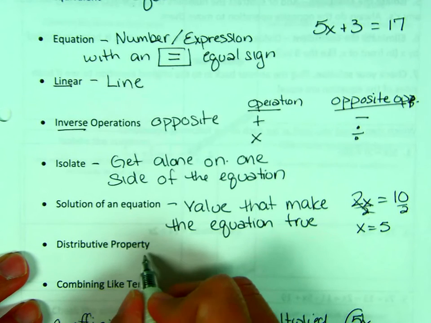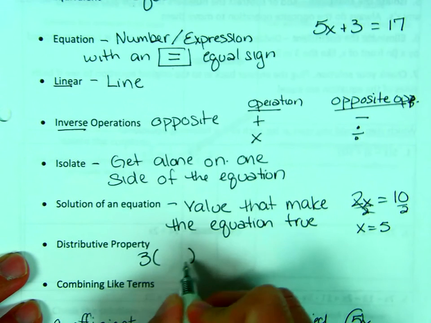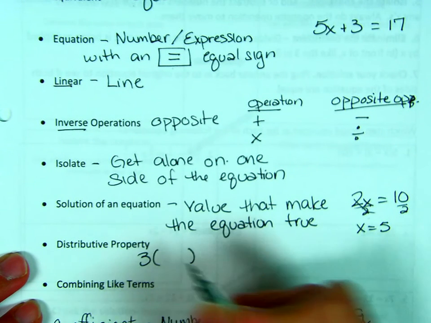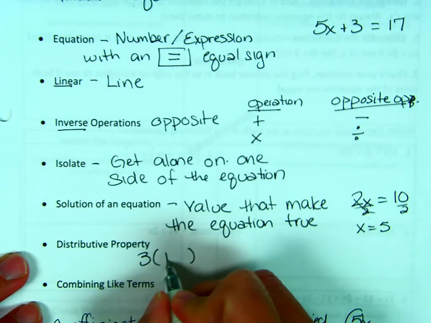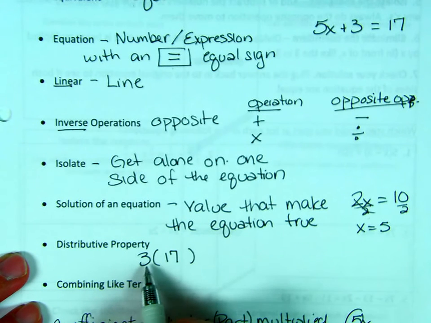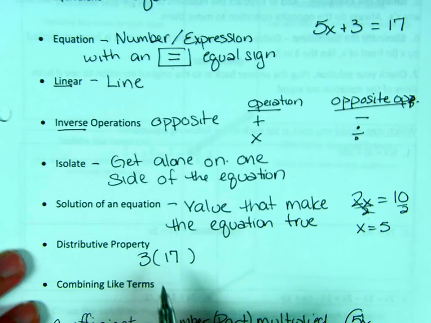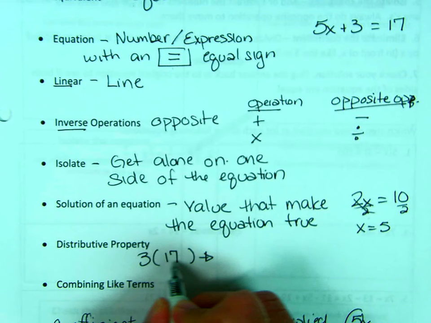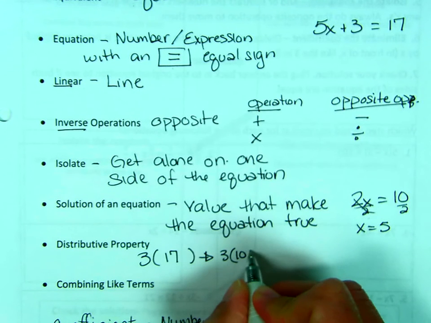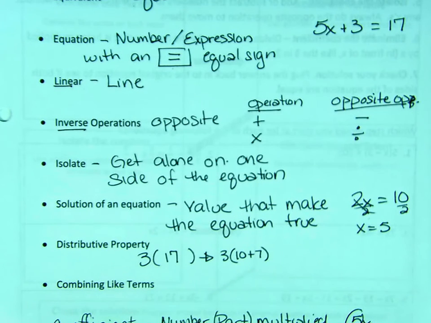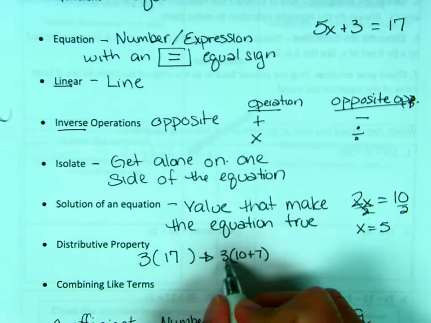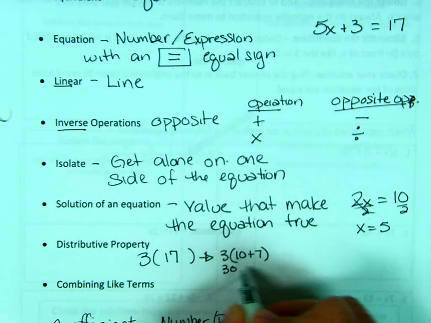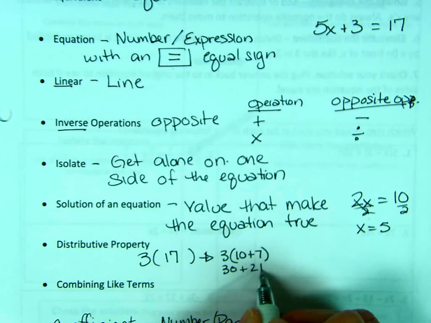Distributive property, and we've talked a little bit about that in class, is when you distribute. So let me give you a number example, and then I'll give you another example. If I said 3 times 17, and I don't know what 3 times 17 is, I can split the 17 up. I can say, oh, well, 10 plus 7 is the same as 17, and I know that 3 times 10 is 30, and I know that 3 times 7 is 21, so 21 plus 30 is 51. That's using the distributive property.